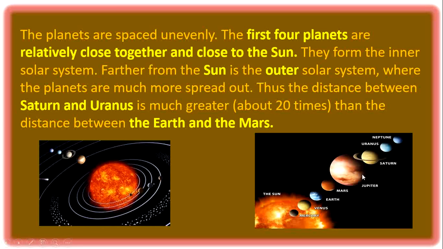The distance between Saturn and Uranus is greater than the distance between Earth and Mars. When we compare the distance between Earth and Mars with that between Saturn and Uranus, which has the greater distance? Saturn and Uranus. The distance between Saturn and Uranus is much greater than the distance between Earth and Mars.